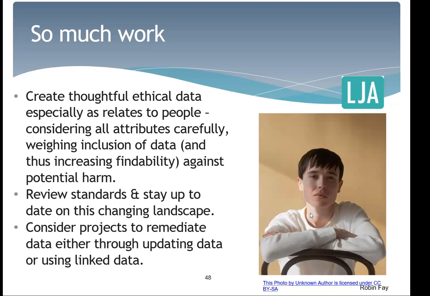So we want to make sure that we create thoughtful and ethical data, because these are people, and especially living people. More so than anything, we want to be very careful about those people, but we want to consider all the attributes carefully and really weigh the value of including that data, whether or not it's okay to include that data with the person. Including that data, of course, increases the findability of it, and that has to be weighed against whether or not it would be potentially harmful or against that person's wishes. So I would also add that part of it too.